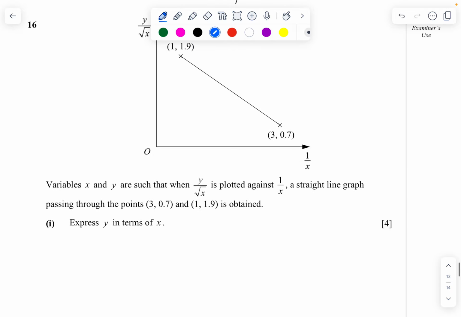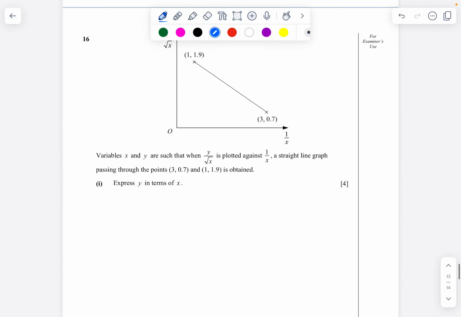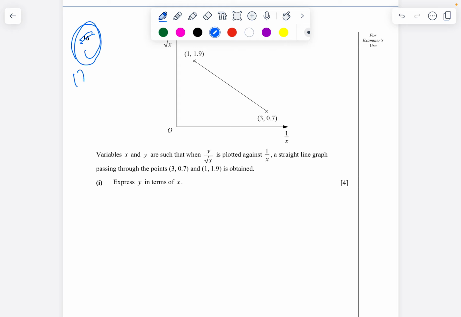Question number 16. Again, straight line graphs, very important. This type of question we have in the exam. Variables x and y are such that when y over square root of x is plotted against 1 over x, a straight line passing through the points 3, 0.7 and 1.9 is obtained. Express y in terms of x.